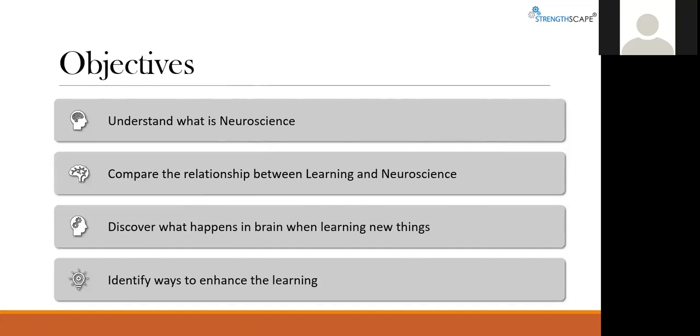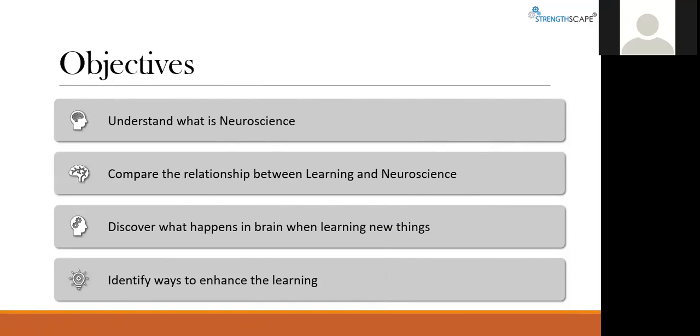And here are some of the objectives for today's webinar. First of all, we are looking to understand what is neuroscience. In 1 hour's time, we are not going to get into too much detailed biology of neuroscience, but we are definitely going to try to understand the basics of neuroscience and see how that knowledge can help us in adult learning that most of us are engaged in.